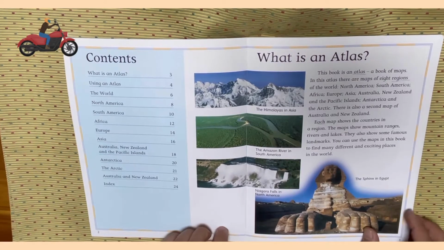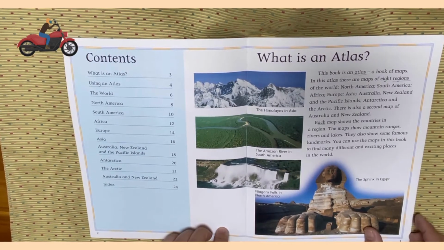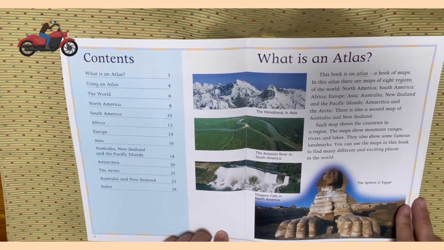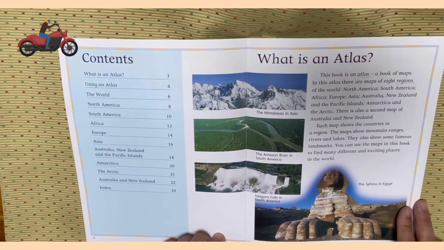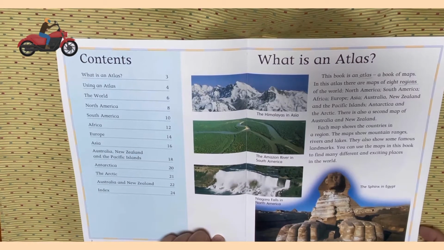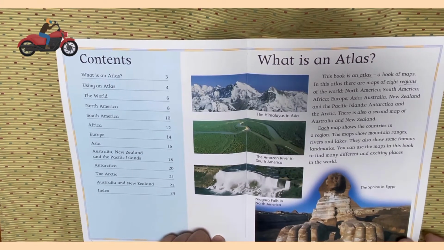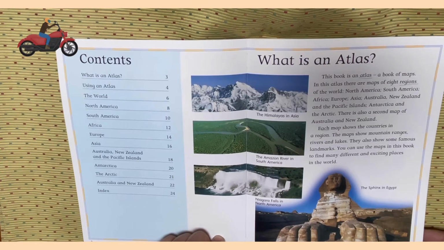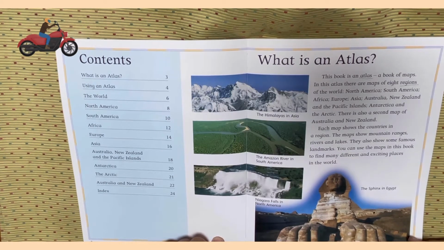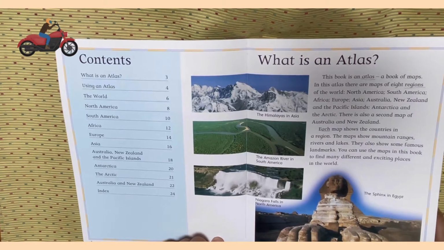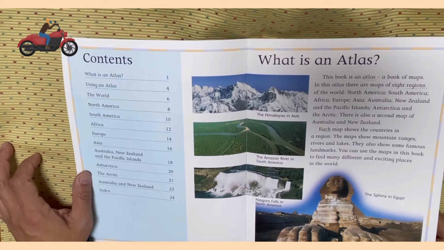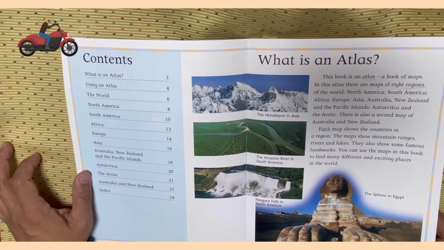In this atlas, there are maps of 8 regions of the world: North America, South America, Africa, Europe, Asia, Australia, New Zealand and the Pacific Islands, Antarctica and the Arctic. There is also a second map of Australia and New Zealand. Each map shows the countries in a region. The maps show mountain ranges, rivers and lakes. They also show some famous landmarks.